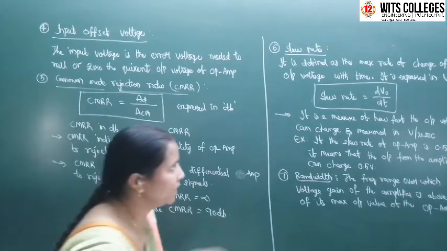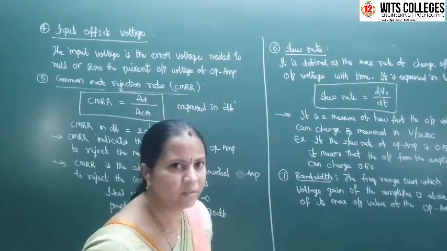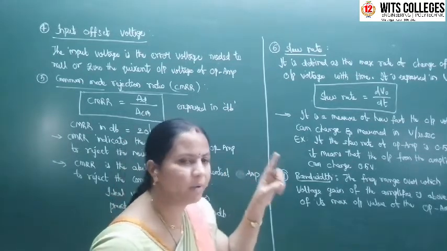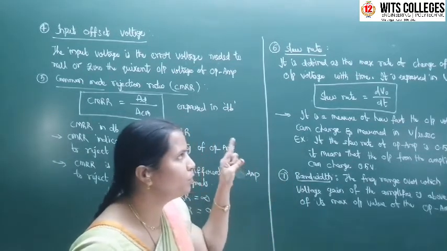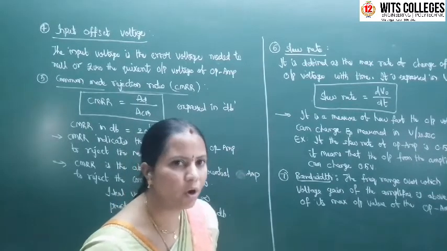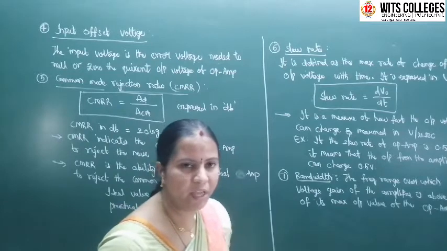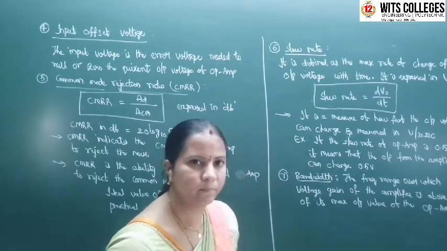And coming to the slew rate, it is defined as the maximum rate of change of output voltage, indicated by V naught, the output voltage, with respect to time.